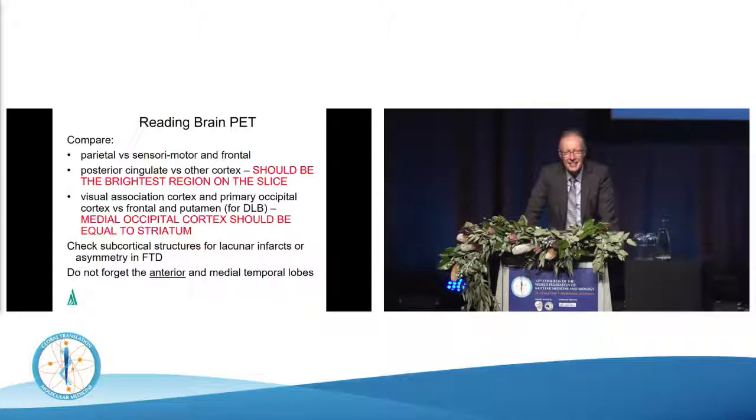It's a TDP43-based disorder. It's not Alzheimer's disease, but clinically it looks like Alzheimer's disease. They have severe hippocampal atrophy, and it can be hard to pick. In fact, diagnosis really relies on post-mortem, but it's something to keep in mind.